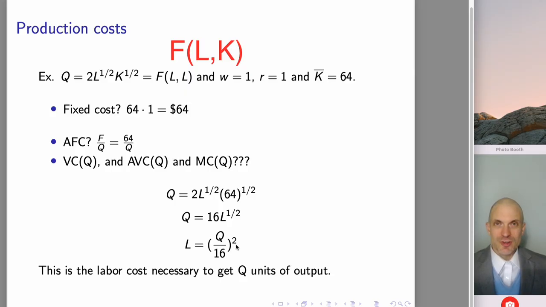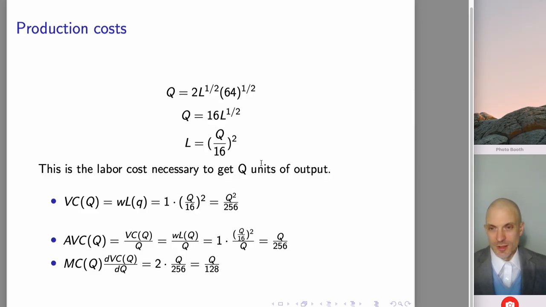And the interpretation here is important. This is the labor cost necessary to get Q units of output. If I want to get Q units of output, how much labor do I have to use? L units. Maybe it's a little bit misleading to say cost. Labor cost would officially be W times L. This is like the labor demand. This is how much labor you need to hire to get Q units of output. That's what I should say there.